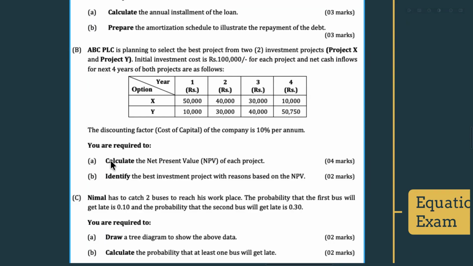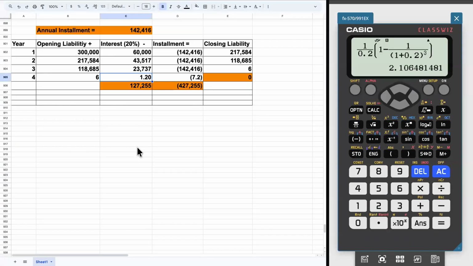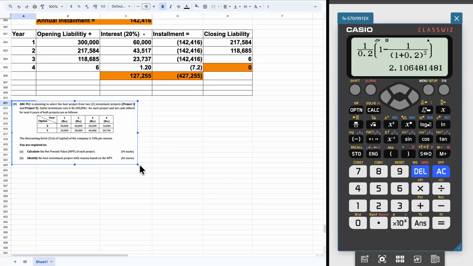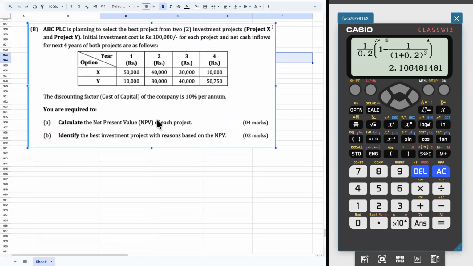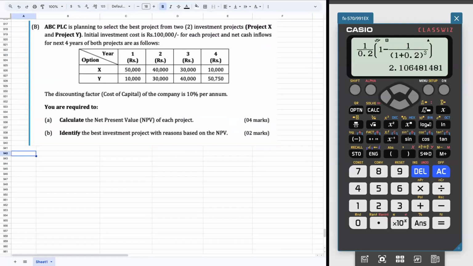So you are required to calculate the net present value of each project, NPV, and identify the best investment project with reasons based on the NPV. A beautiful question. And I already told you about these NPV calculations. Let's do this question for your better understanding, my dear. As I mentioned earlier, when you are calculating the NPV, I said it's very simple to do the questions and methodology.